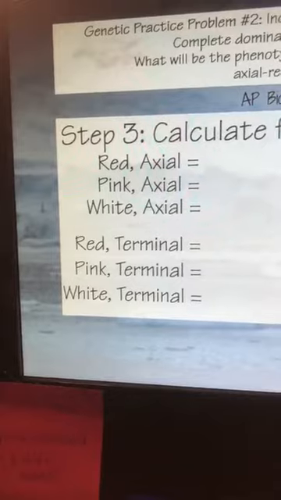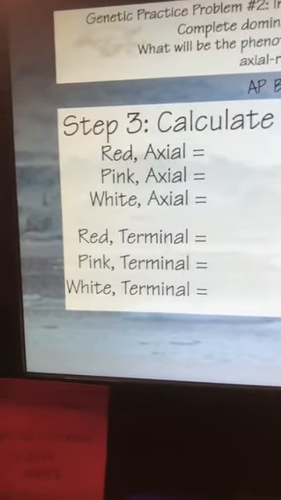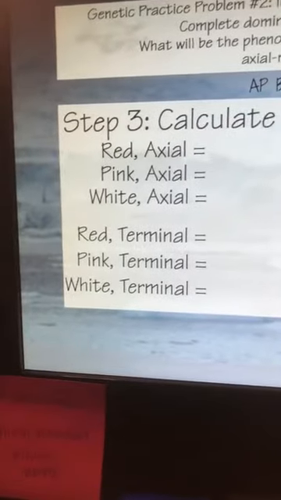You can have a red axial, a pink axial, a white axial, a red terminal, a pink terminal, and a white terminal. Basically, you make every single combination. When we looked at our first Punnett square, we could have red, pink, or white. You have to put each of those phenotypes with all the possibilities from your other Punnett square, which was axial and terminal. So 3 times 2 tells you 6. So you know there are 6 possibilities of different phenotypes you can make.